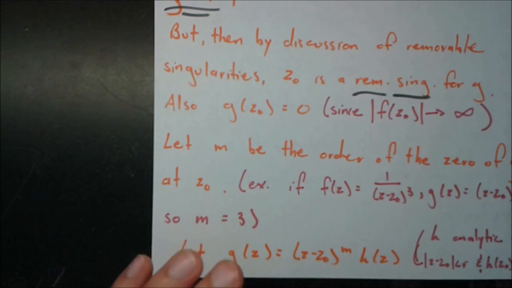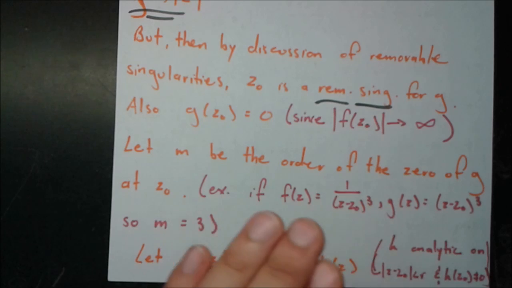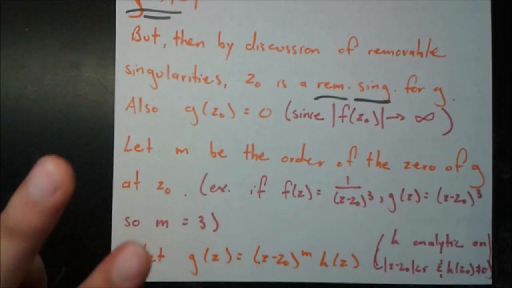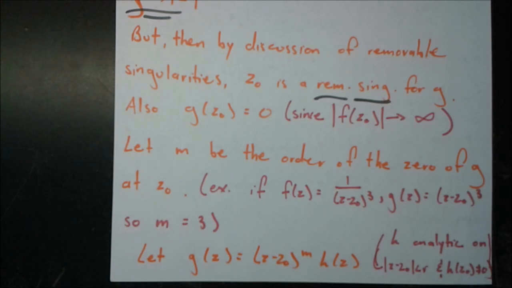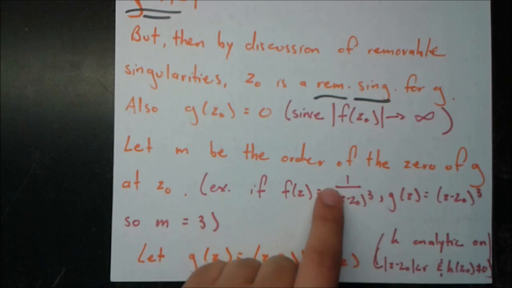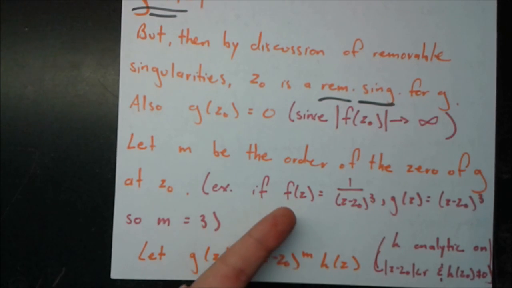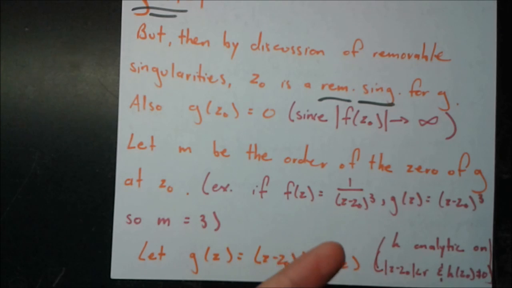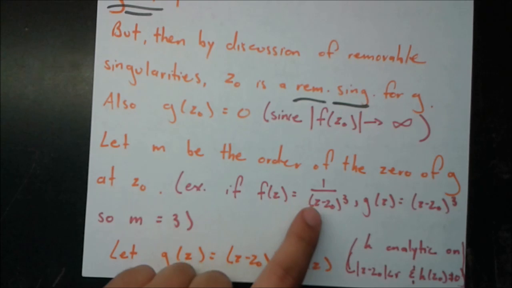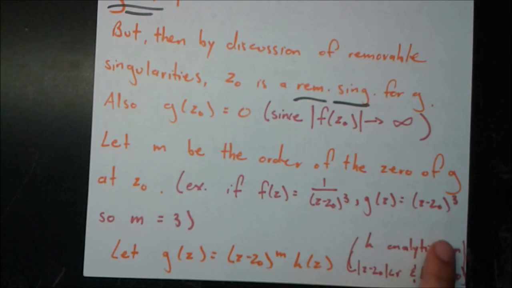Okay. So next thing we're going to do, we're going to say let m be the order of the 0 of g at z naught. I put in parentheses here just an example to solidify what that is. Usually with poles, you're going to see it in a case where when you plug in z naught, the bottom is going to go to 0, so this is going to go to infinity. So here's an example. We have f of z equals 1 over z minus z naught to the power of 3. That means g of z, being 1 over this, is going to be the denominator, z minus z naught to the power of 3.